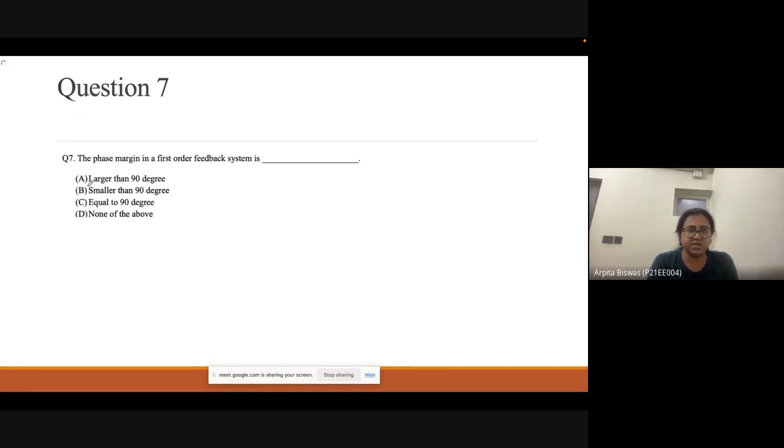The phase margin in a first order feedback system is: the first option is larger than 90-degree, the second option is smaller than 90-degree, the third option is equal to 90-degree, and option D is none of the above.